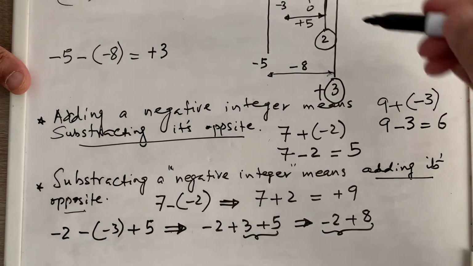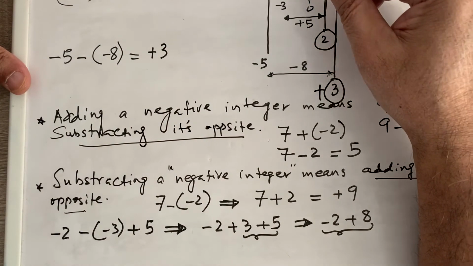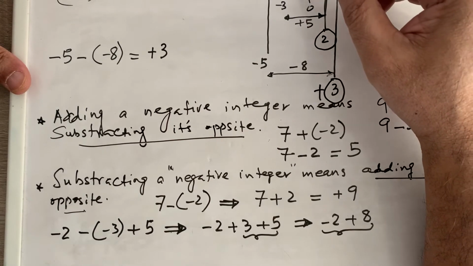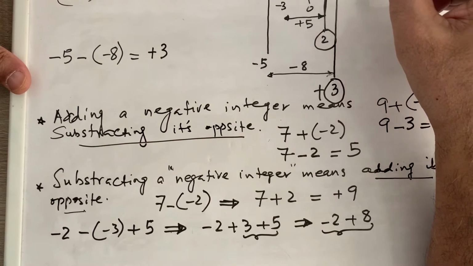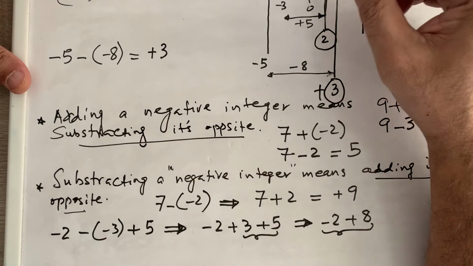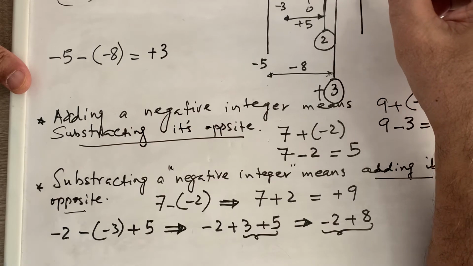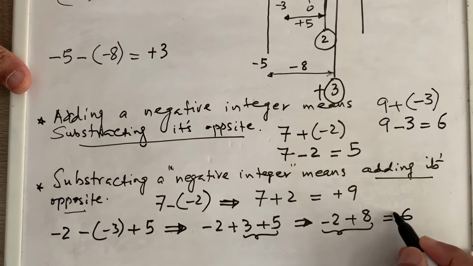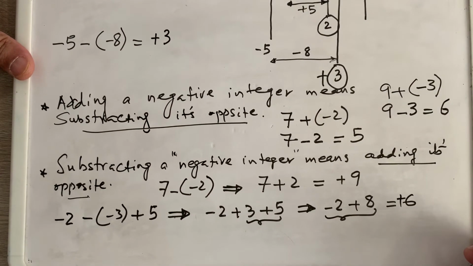I can move on the number line. Where is my minus 2? Minus 2 is here. So I am here. And now I am adding plus 8. 1, 2, 3, 4, 5, 6, 7, 8. So my answer would be here. And what is this number? Let's see from 0. 1, 2, 3, 4, 5, 6. I am at 6. So my answer is 6.